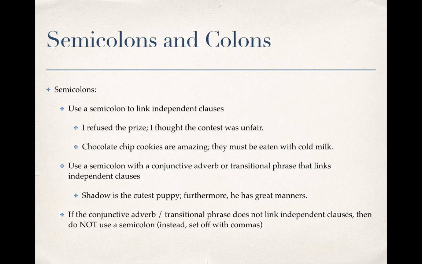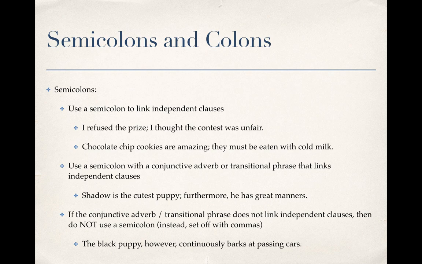However, if the conjunctive adverb or transitional phrase does not link independent clauses, sometimes we use words like that just in the middle of an independent clause, then you do not use the semicolon. Instead, you just set it off with commas. So, for example, the black puppy, however, continuously barks at passing cars.